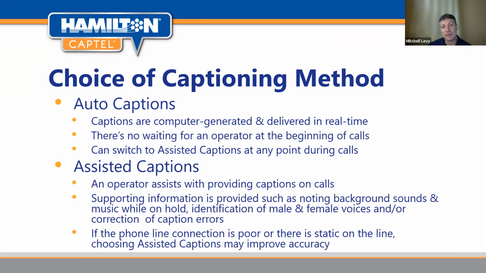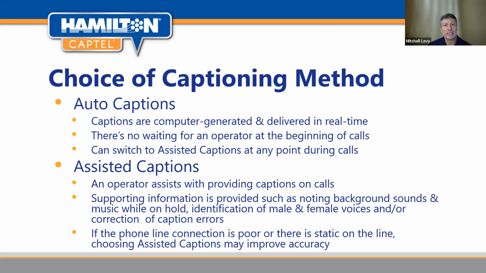Next is the choice of captioning methods. We are allowing the user to choose their preferred captioning method. The first is auto caption, which is computer-generated caption. There's no operator or CA. So immediately after you dial the number and you're connected, the caption starts right away. And at some point, if you prefer to have an operator, which is a dictation caption, you can do that in the middle of the call or during the call. So you have that option.